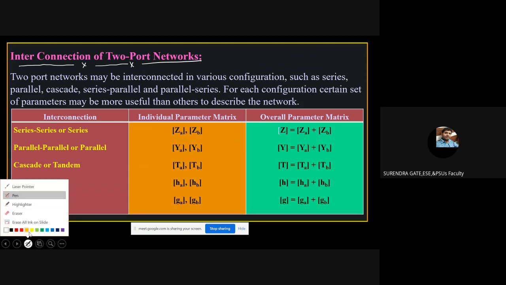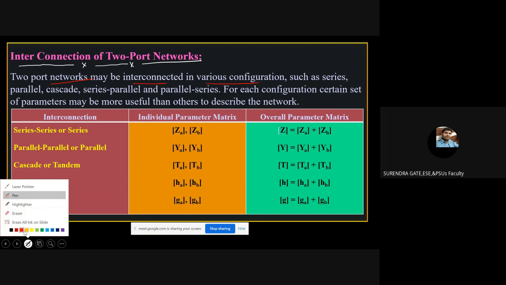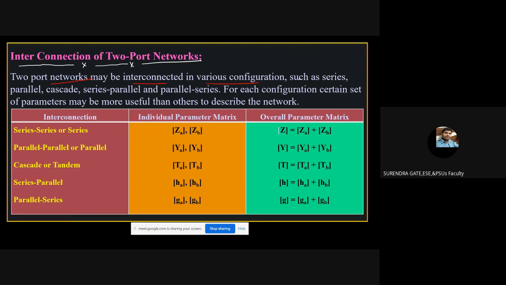Interconnection of two-port networks. Yes, please concentrate. Two-port networks may be interconnected in various configurations, such as series, parallel, cascade, series-parallel, and parallel-series. For each configuration, a certain set of parameters may be more useful than others to describe the network. That means the two-port networks are connected either in series or parallel, series-parallel or parallel-series. But for each connection, we use a particular set of parameters.